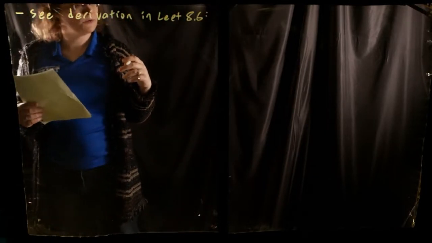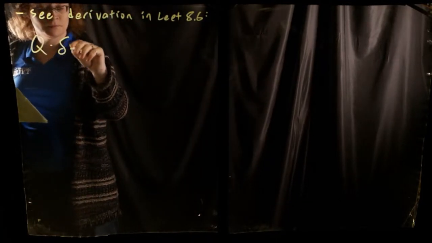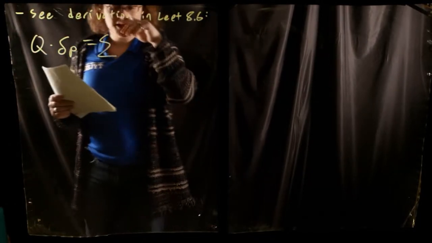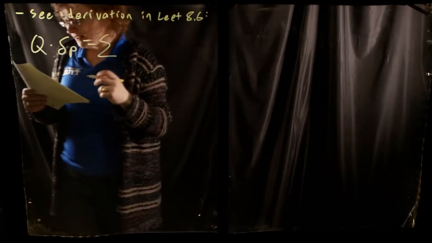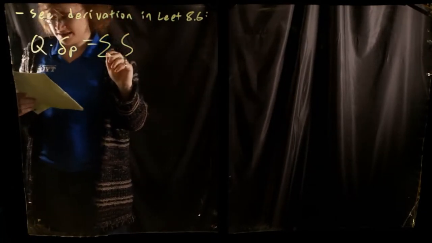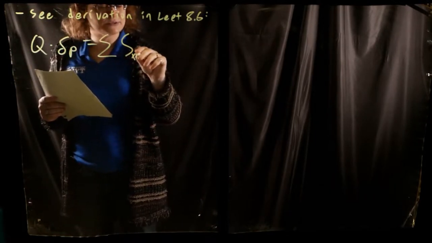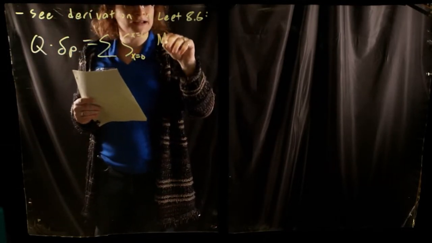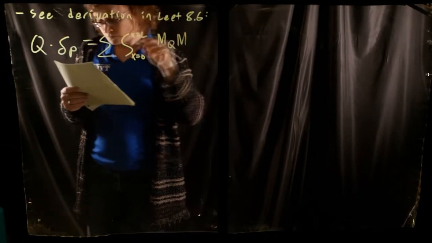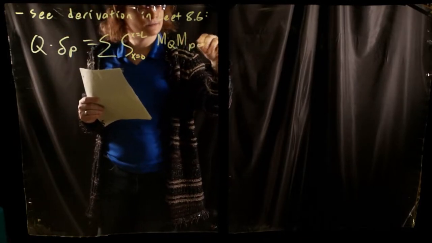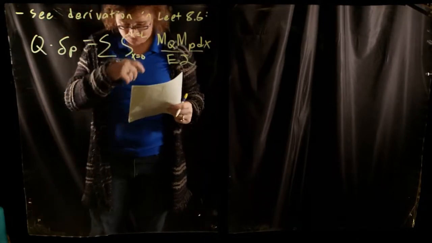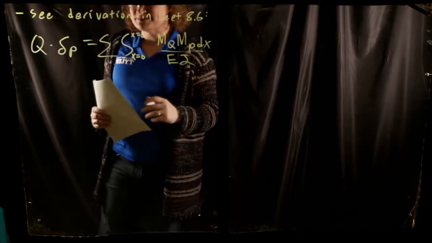But the formula we're going to be working with today is Q delta P is equal to the summation. I moved the summation to the other side over what they had in their formula, but it's pretty much the same thing. The summation of the integral from x equals 0 to x equals L of MQ MP dx over EI, like so. Okay, so what does all this mess mean?